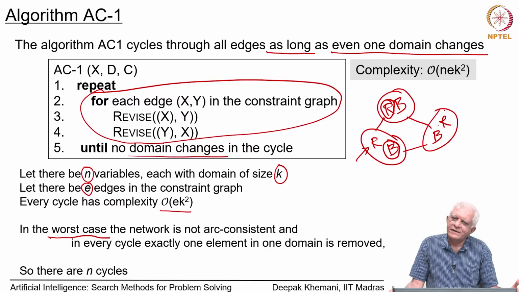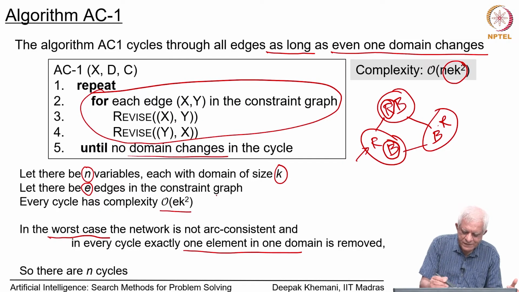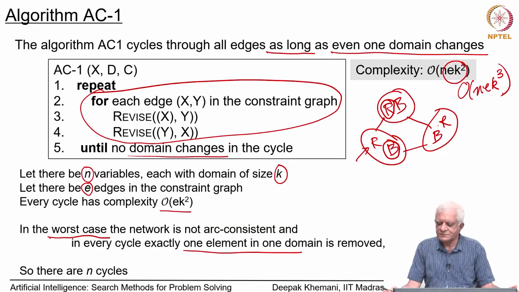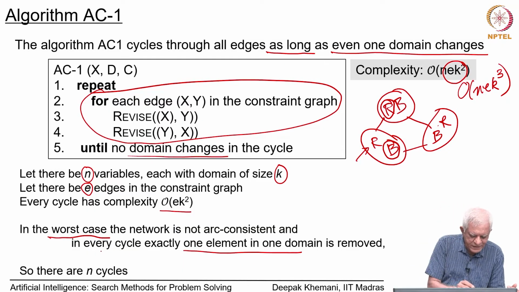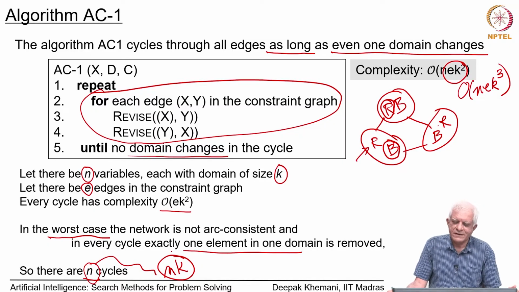The worst case is, if in every cycle one element is removed, then you can see that there are n into k values. So, this should actually be order n e k cube. Why? Because there are n into k cycles, because in every cycle one element will be removed. So, that is why we get n e k cube here essentially. So, that is the algorithm AC1.